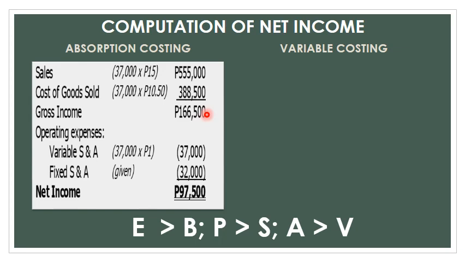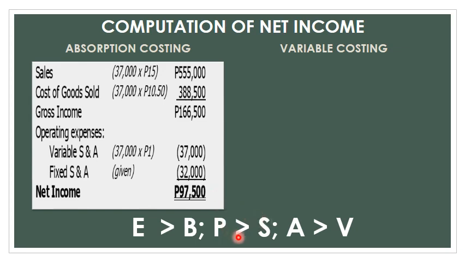Ano ba yung nabanggit na operating expenses? Siyempre, yan yung mga period cost. Okay? So, we have variable selling and admin at fixed selling and admin. Yung variable selling and admin ay given po. Okay? So, piso daw kada isang unit ng product. So, we have 37,000 and yung fixed selling and admin ay 32,000 pesos. After we deduct the operating expenses dun sa gross income or gross margin or gross profit, we have now 97,500 na net income.